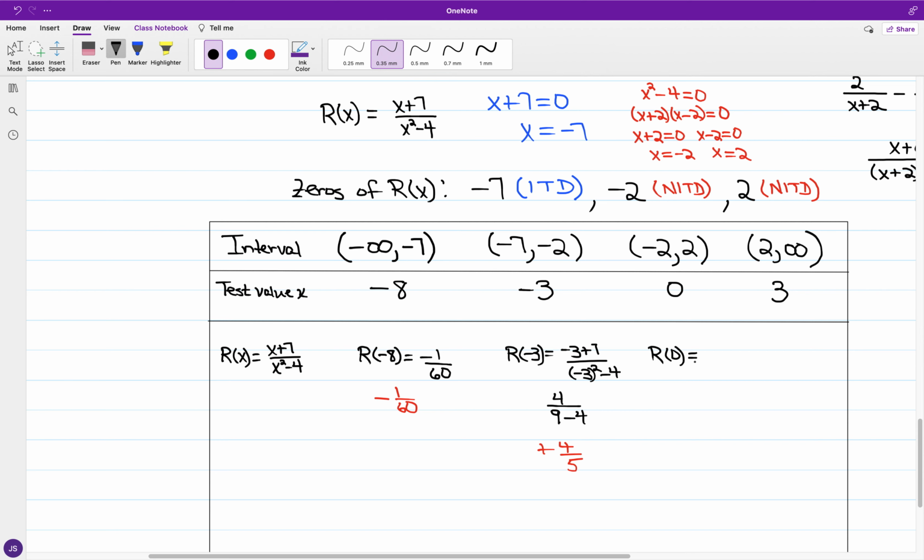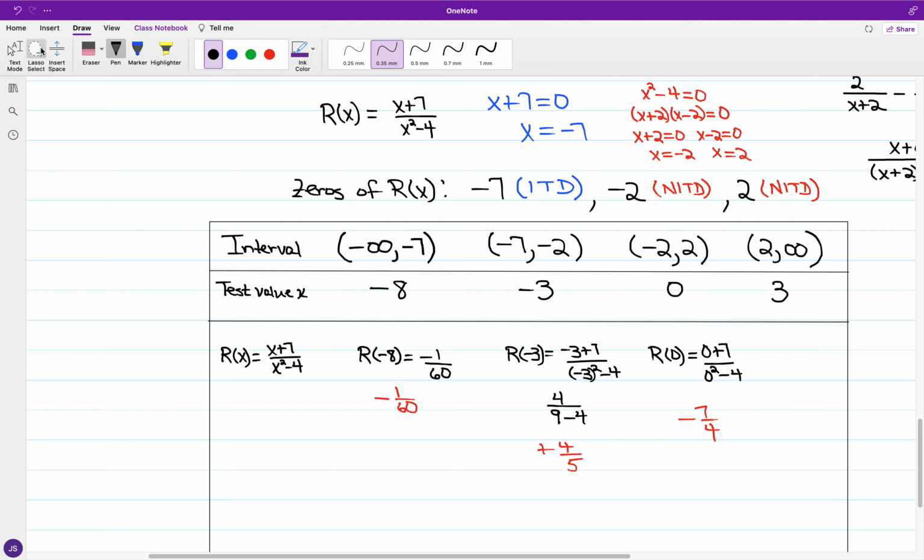And for r of 0, we have 0 plus 7 over 0 squared minus 4. And so we have 7, but it's going to be 7 over negative 4, in this case, negative 7/4.